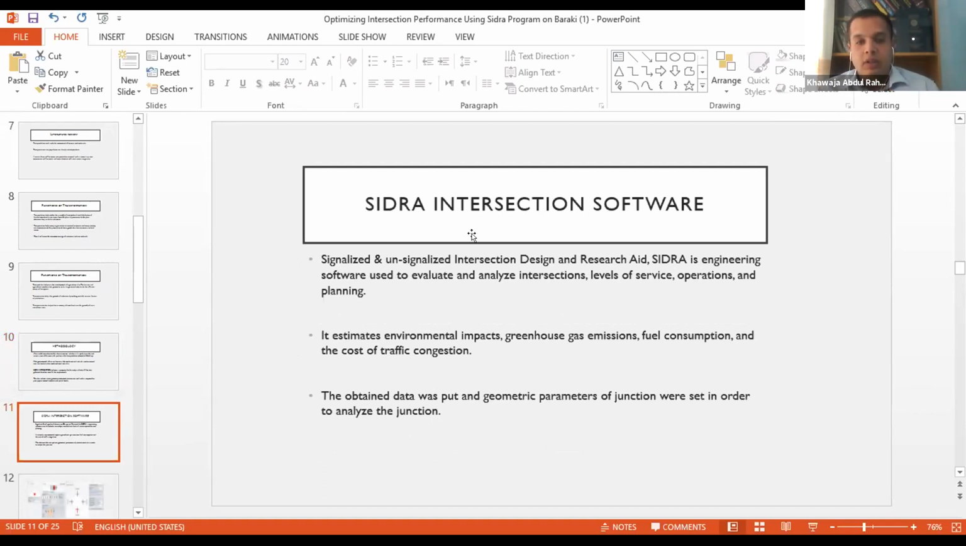Sidra intersection software. We can say that Sidra stands for Signalized and Unsignalized Intersection Design and Research Aid. Sidra is engineering software used to evaluate and analyze intersection level of service, operation and planning. It also estimates the environmental impact, greenhouse gas emissions, fuel consumption, and the cost of traffic congestion as well.